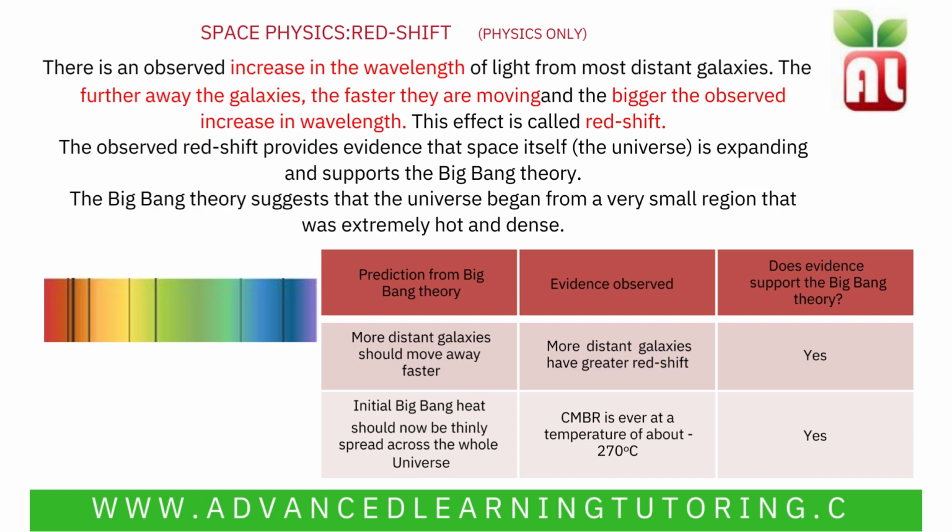Another prediction from the Big Bang Theory is that the initial Big Bang heat should now be thinly spread across the whole universe. The evidence that proves this is that cosmic microwave background radiation is everywhere at a temperature of about minus 270 degrees Celsius.